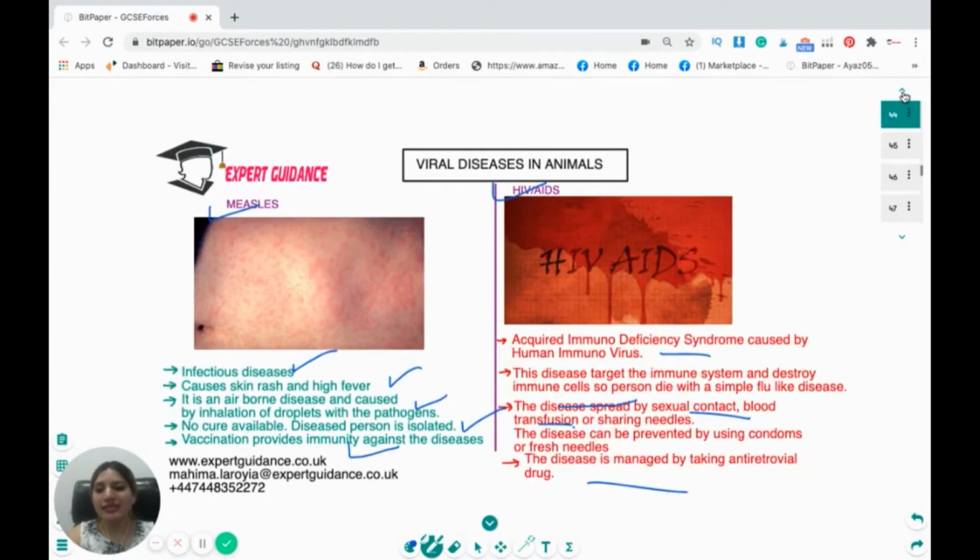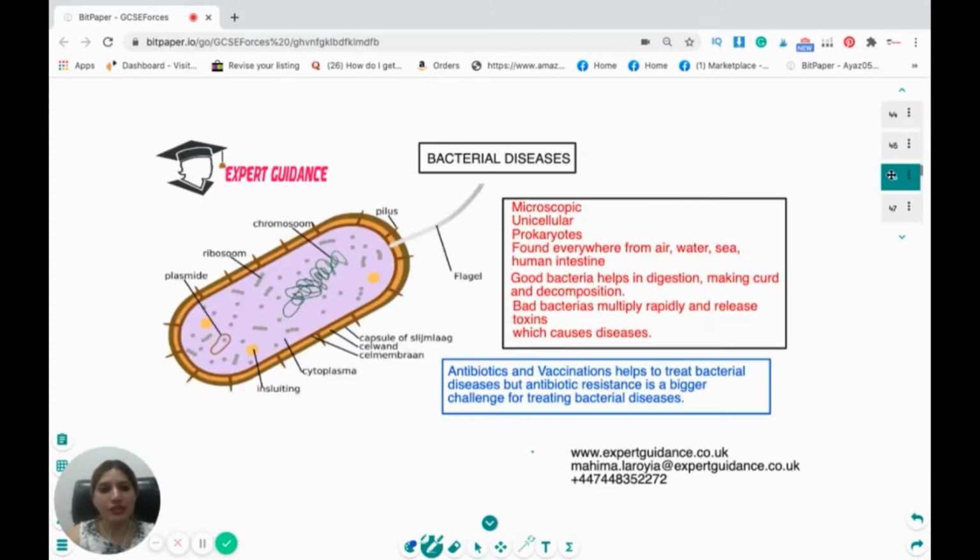So you should know the symptoms, cause, and what happens in the viral diseases in plants and animals with these examples. Now let's come to the bacterial diseases. If you look at the structure of bacteria in cell biology, we have discussed the structure. You should know the structure of the bacteria and all these labelings.